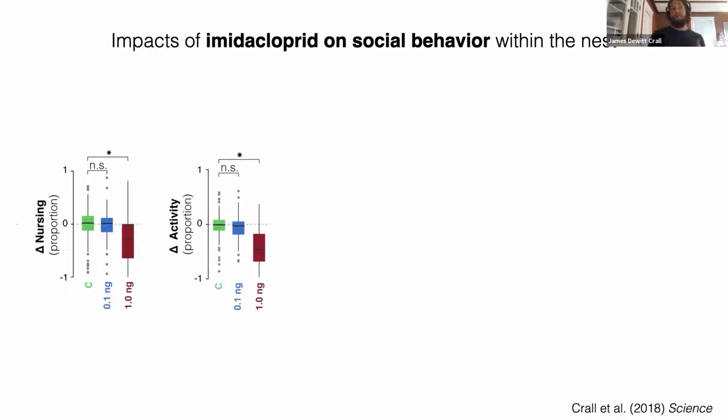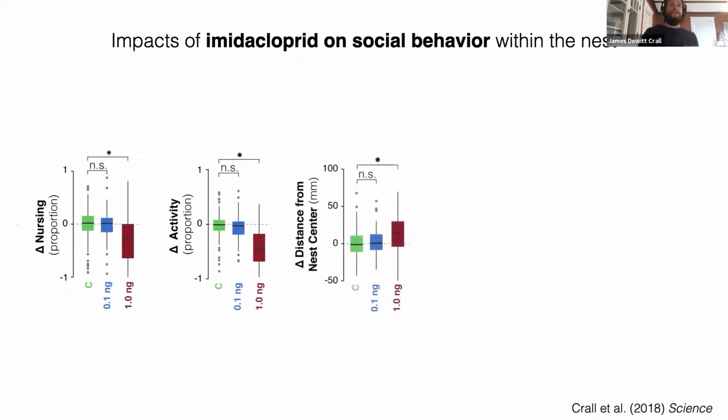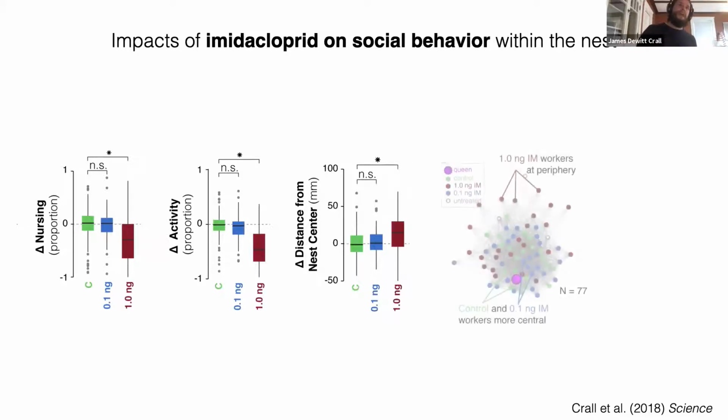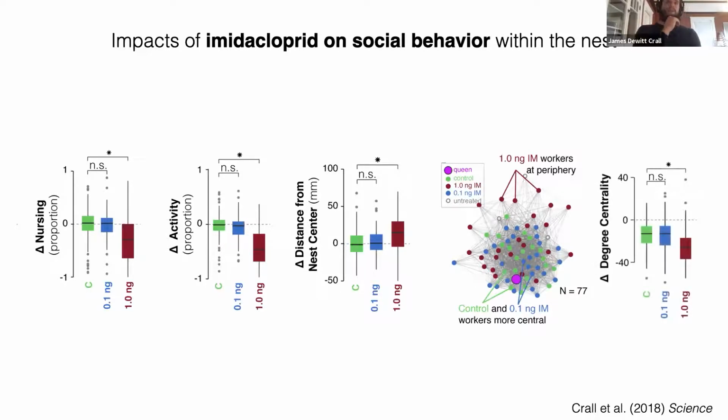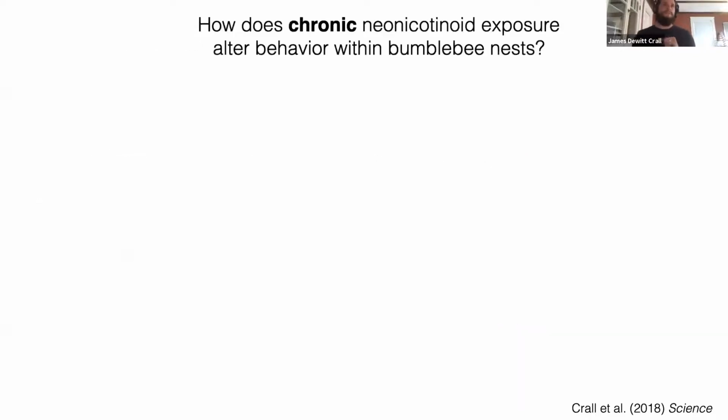We see a similar pattern for overall activity. So at the high dose of imidacloprid, they're just spending less time moving around. There's also a spatial shift, so they're further out from the nest center. And then the other thing we can do is use a proximity network to estimate social interactions within the colony. So basically measuring when bees bump into each other. And what we find is that our high dose bees have significantly fewer social interactions than our control and low dose bees.